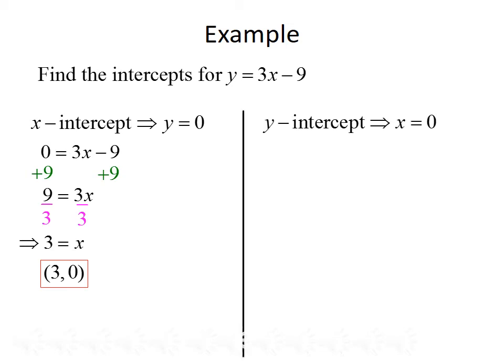Now we try to find the y-intercept if it exists. For the y-intercept, x will equal 0, so we plug 0 in for x, giving us 3 times 0 minus 9. If we simplify that, we get y equals negative 9. So our y-intercept will be the point (0, -9).